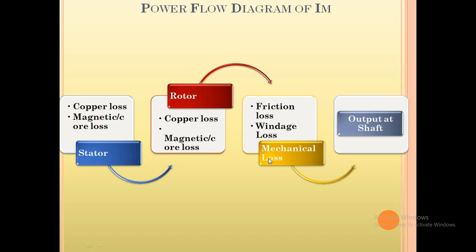Then next is mechanical loss. Mechanical loss is friction loss or windage loss. Friction loss is due to bearing friction, and windage loss is due to air circulation. And at the last we get the output at the shaft, that is, the mechanical output. So this is how the power given to the stator flows and comes out as mechanical power at the end of the motor, that is, the shaft.